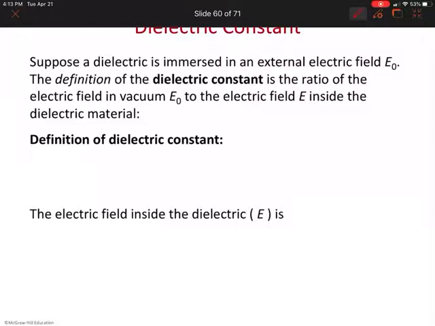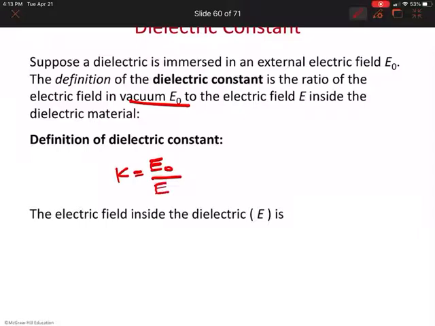So, yeah, I think that was it for that one. Then we go to dielectric constant. This is saying, suppose that the dielectric is immersed in an external electric field. The definition of a dielectric constant is the ratio of the electric field in a vacuum, which is considered this sort of initial electric field, to the electric field inside the dielectric material.